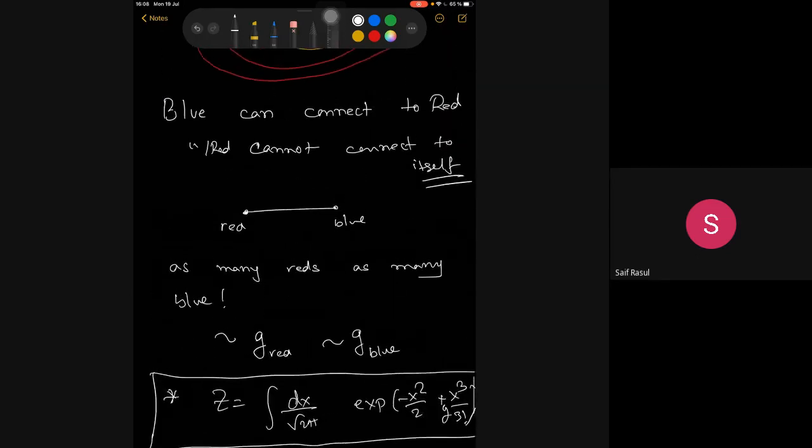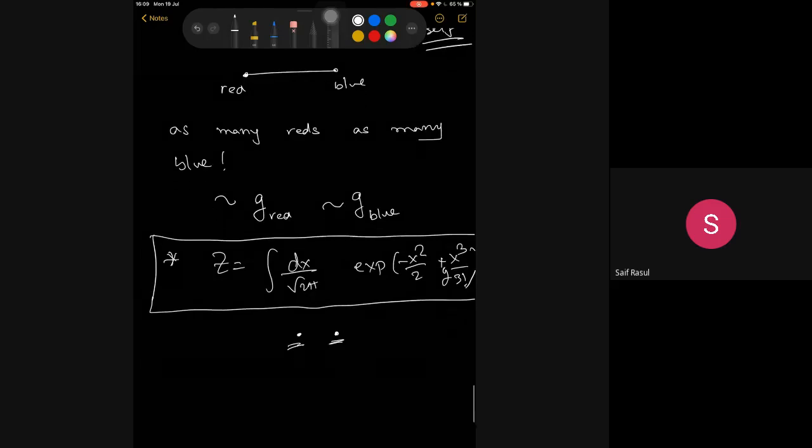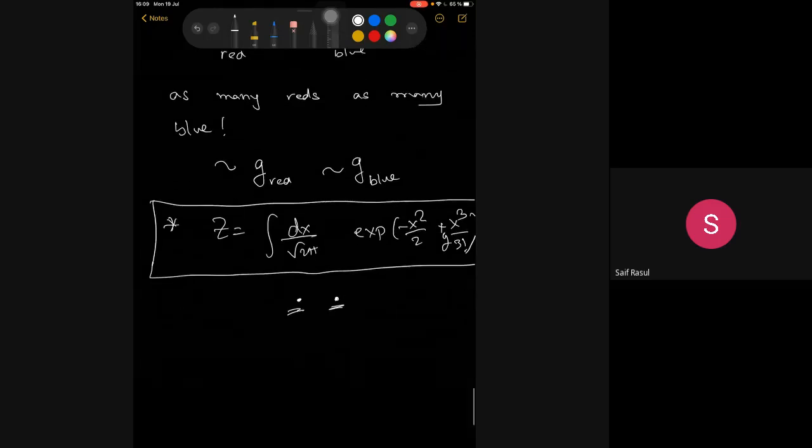Previously, our vertices were indistinguishable. I couldn't distinguish between them. If I had two vertices, there's no way of saying that this is different from this. But now I'm saying that one of them is red, one of them is blue. And I'm announcing that red can only connect to blue, but it cannot connect to itself. So any ideas how we can solve this problem?